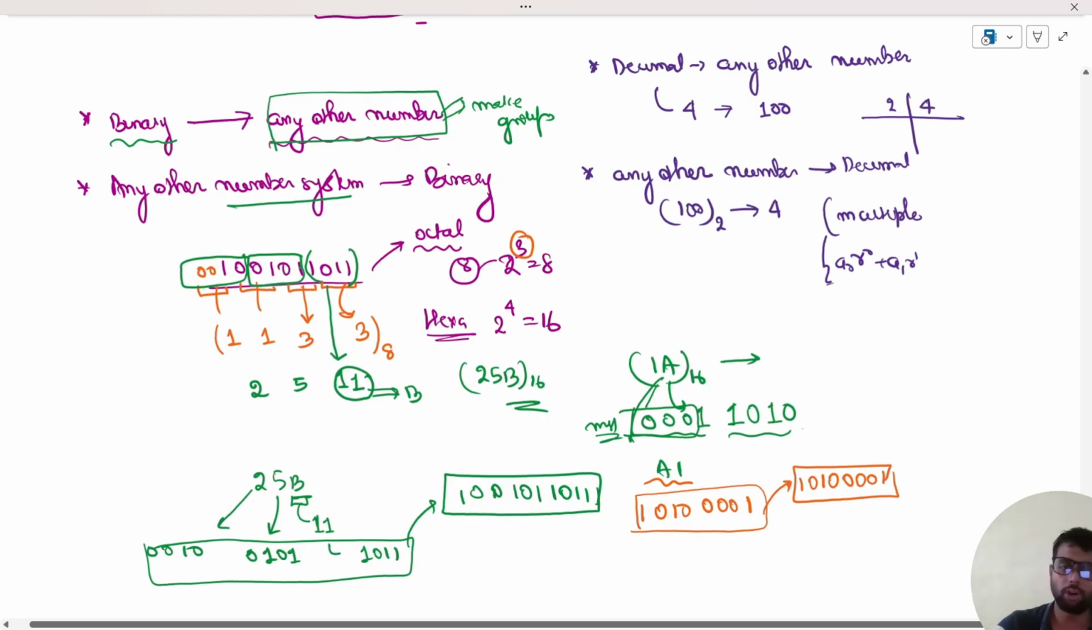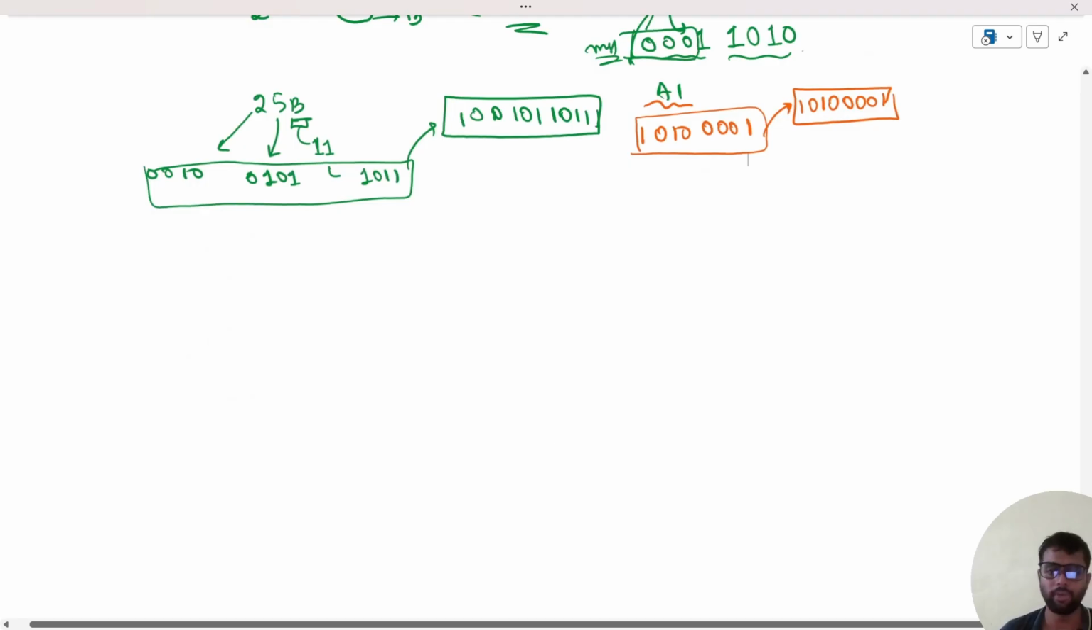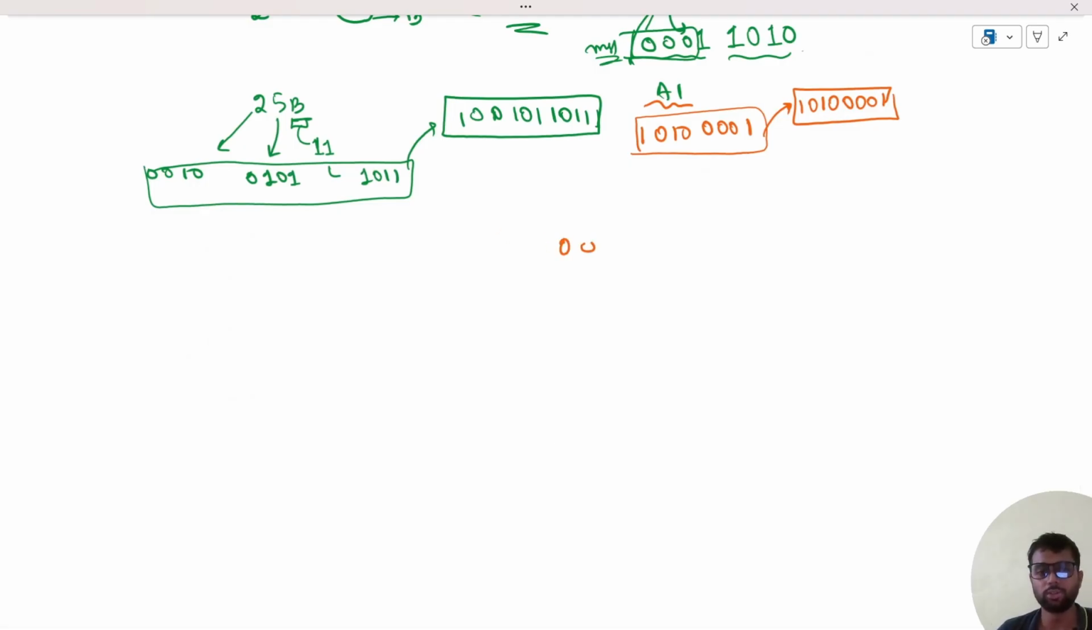So now let us talk about the complement. What do you mean by complement? We have often used this 0 0 1 1. If you want to make complement of this, we have 1 1 0 0. But have you ever understood the technicalities behind this?